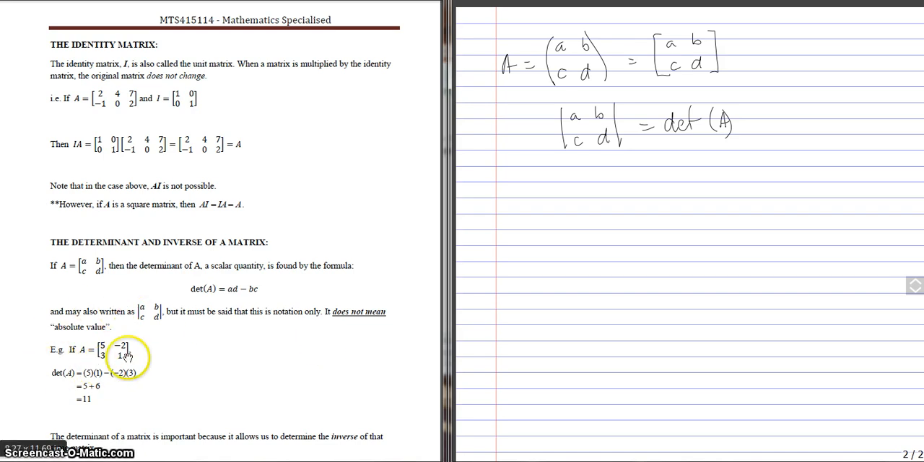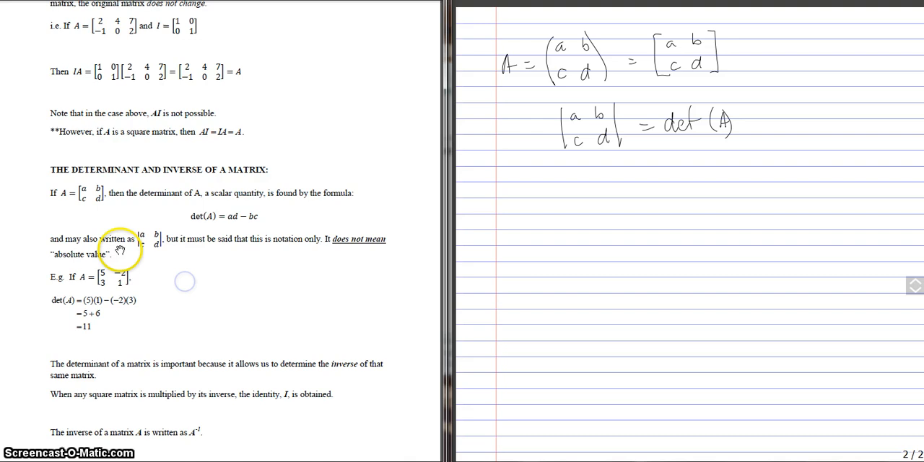Alright, so let's have a look at a particular example. Here we have matrix A, which is 5, -2, 3, and 1. Now our determinant, remember, is our main diagonal elements multiplied together, and we subtract the reverse diagonal elements. So we've got 5 times 1 is 5, and -2 times 3 is -6. Subtracting the one from the other, we end up with 5 minus -6, or 5 plus 6, which is 11.